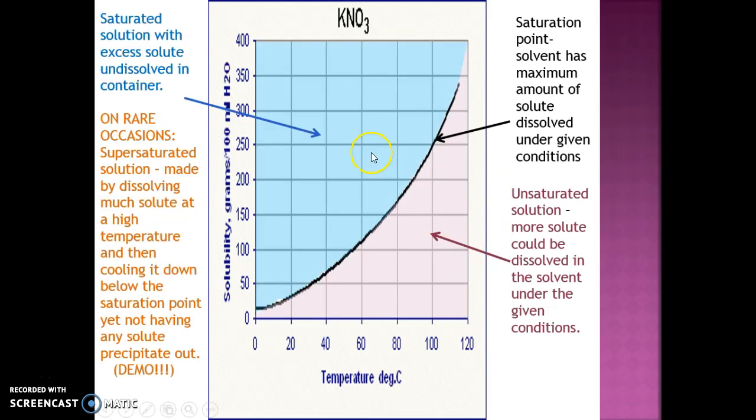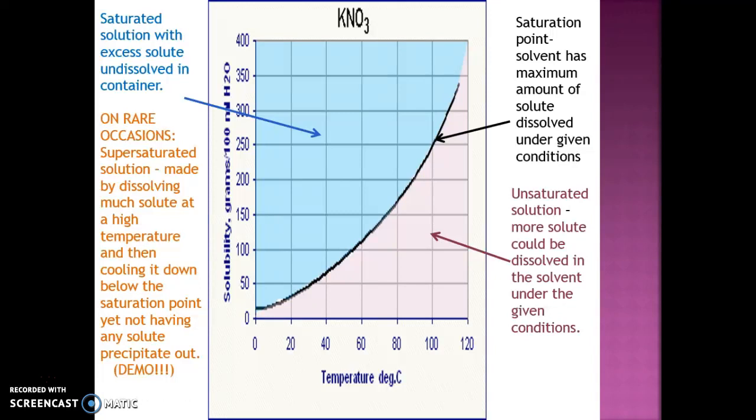If we take a look at above the line, this really represents saturation points. So anything above the line, you have a saturated solution, and if you have excess solute, so if we go back to our line, if I try and add 300 grams of KNO3 into 100 grams of water at 100 degrees Celsius, I will wind up having extra solute sitting on the bottom of the beaker. It will not dissolve. That's typically what you're going to have. There are rare occasions when you can actually get something referred to as a supersaturated solution. It's like a magic trick.